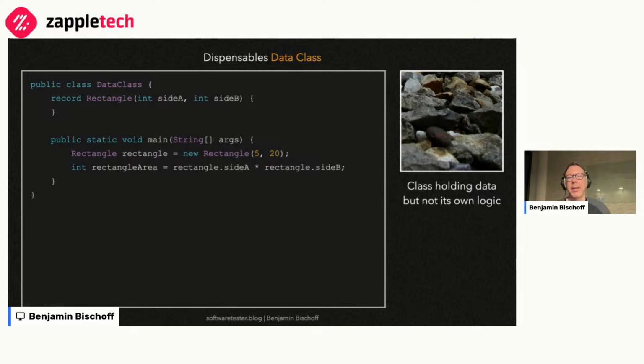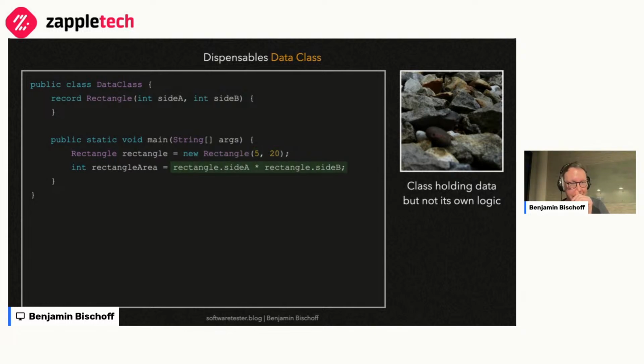A data class is another category here. It's a class that holds data belonging to it, but not the logic belonging to it. I don't know why I'm obsessed with rectangles, but apparently I am. There is this rectangle again with a side A and a side B. And here we can create one of those rectangles with a side of 5 and a side of 20.